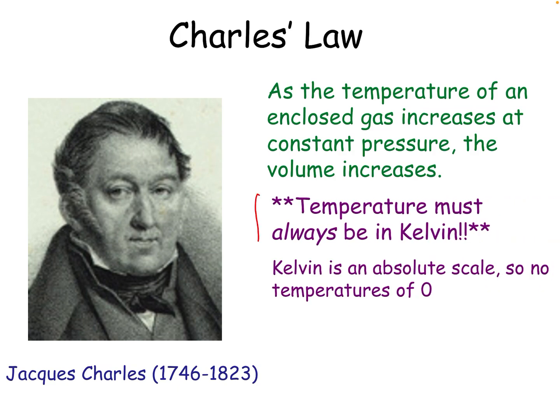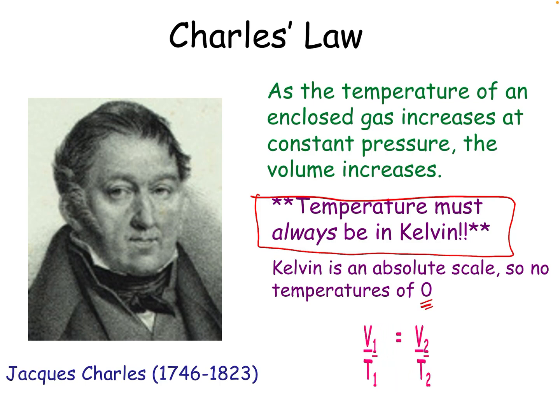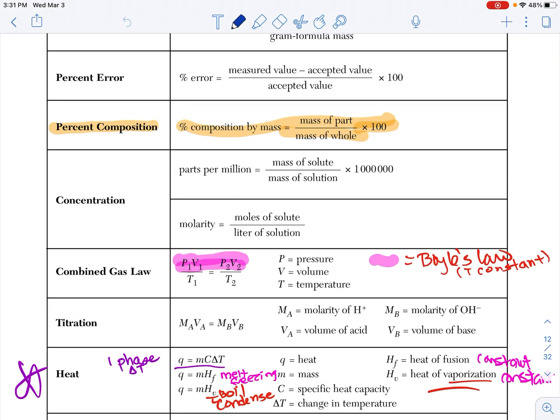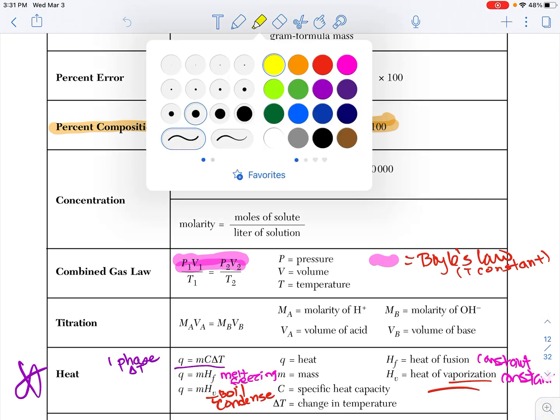Here's the thing. Temperature always has to be in Kelvin. We are not going to be using Celsius because Kelvin is an absolute scale, so you won't have any zeros. And as soon as you see the formula, you're going to understand why. So we're going to have the formula V1, our original volume, over our original temperature equals our new volume over our new temperature. And the reason why we can't have zeros is because we can't have any zeros in the denominator of a fraction.